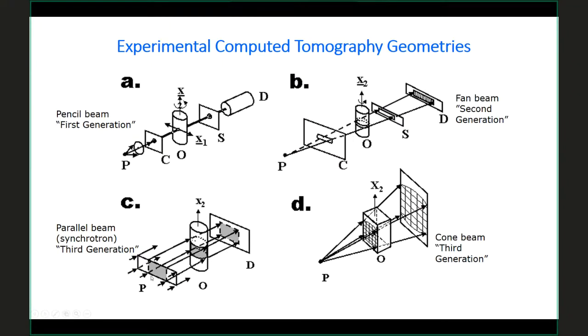This is a synchrotron where, to a very good approximation, we have a parallel beam. With a laboratory source, you have a point source that's very close to your sample instead of 60 meters away. So it's an angular beam. That's called cone beam. But today we're going to be doing parallel beam.